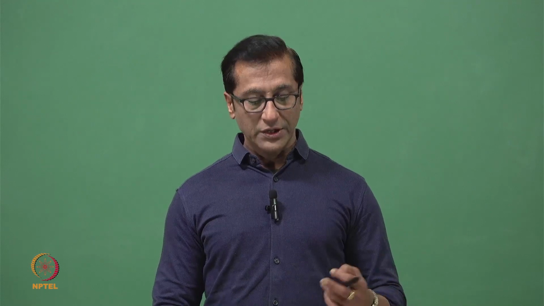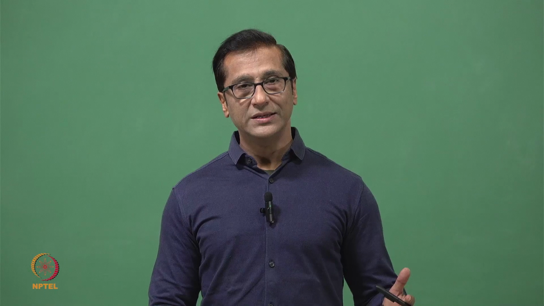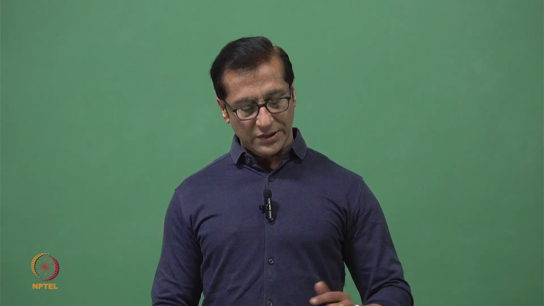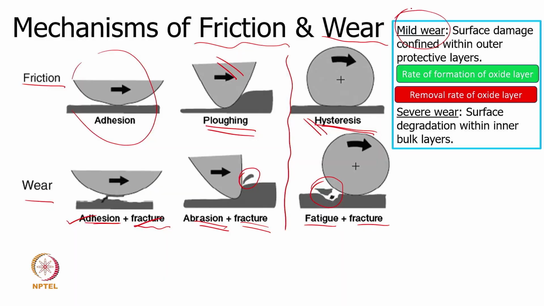Now we say friction and wear cause surface degradation, and surface degradation leads to failure. So sometimes people say, I don't worry about which kind of mechanism, I just need to know whether wear is mild wear or severe wear. That's why they use the words mild wear or severe wear. You just tell us whether it's mild or severe. And what is the definition of mild wear? We say surface damage confined to the outer protective layer only.